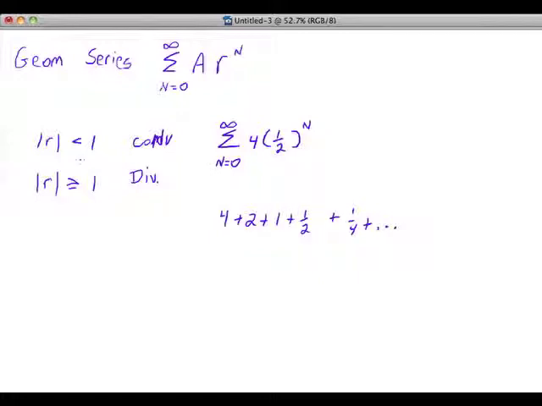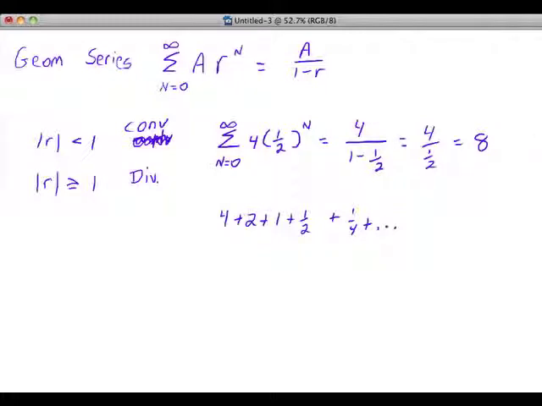Now verify over here that the absolute value of the ratio, 1/2, is less than 1. So again, it's going to converge. And if it's a geometric series that converges, it will equal a over 1 minus r, the ratio. So a, the first term, is 4 divided by 1 minus the r of 1/2. That gives me 4 divided by 1/2. If you divide by a fraction, you multiply by the reciprocal, and this series would equal 8.